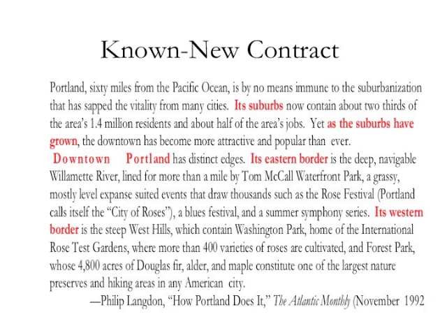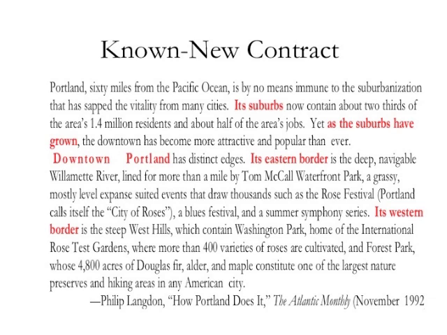Check out how the known new contract works in this paragraph. I've put in red the pieces that reach into the back so that you can see them clearly. Portland, 60 miles from the Pacific Ocean, is by no means immune to the suburbanization that has sapped the vitality from many cities. Its suburbs now contain about 2/3 of the area's 1.4 million residents and about half of the area's jobs. Yet as the suburbs have grown, the downtown has become more attractive and popular than ever.